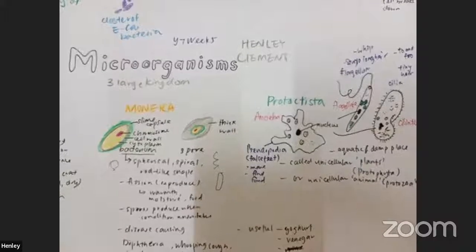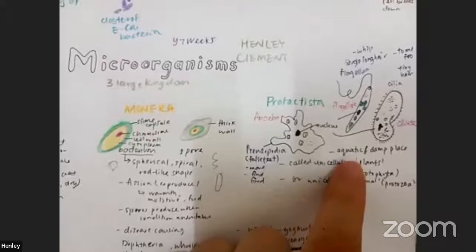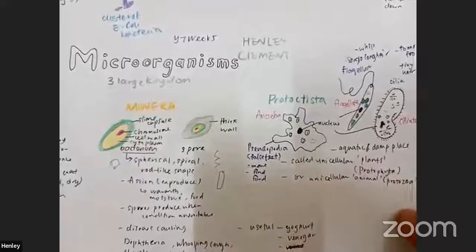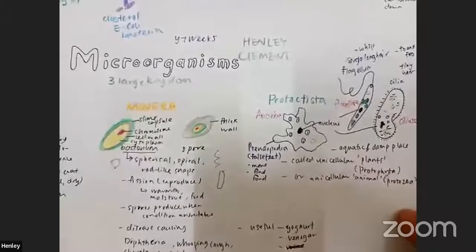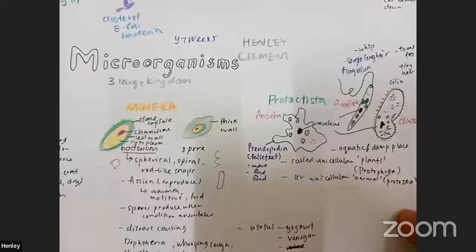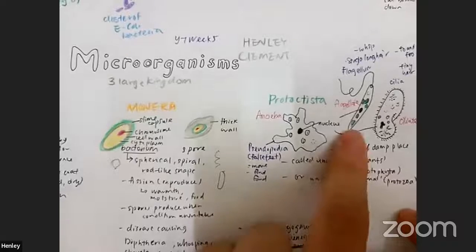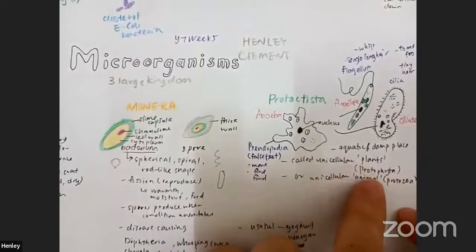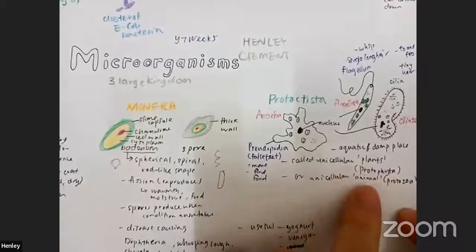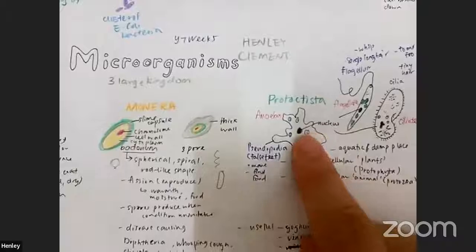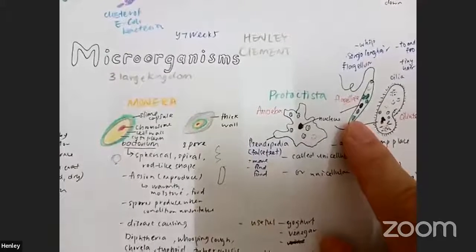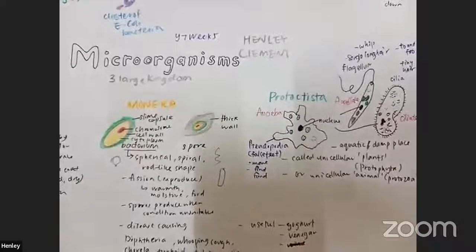And then another thing is, they like the place which is aquatic or the damp place. As we just discussed, the cilia and the flagellum can move in the water, and for this one, they are called a unicellular plant. When it's a plant, you call it a protophyta, and if it's an animal, you call it protozoa. So this is protozoa, and this is the protophyta.